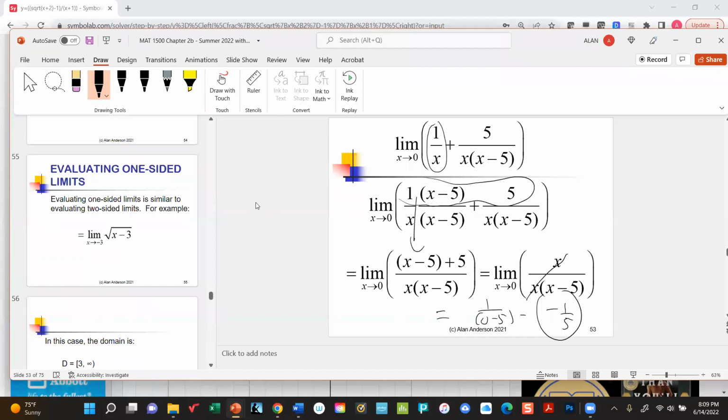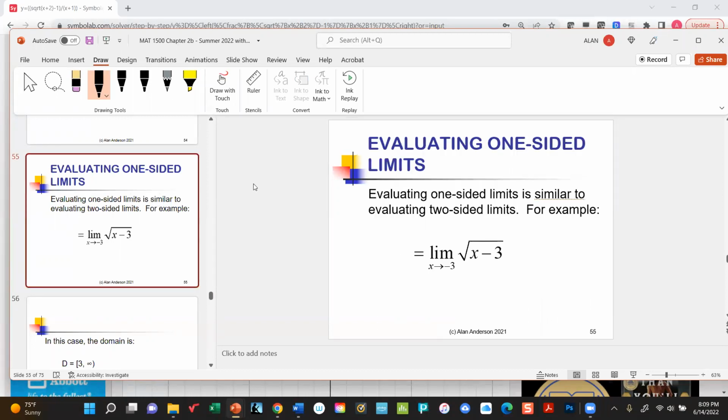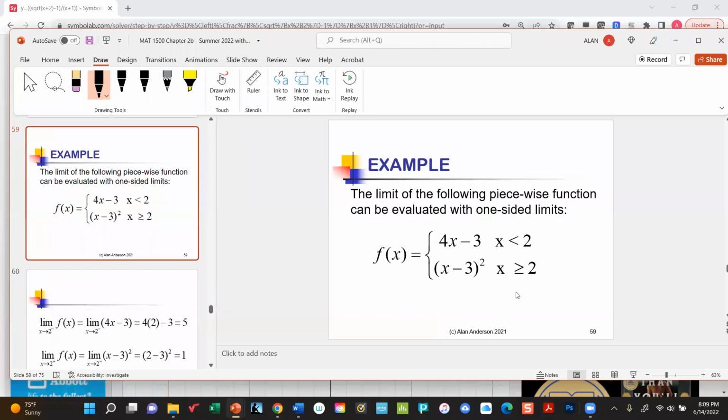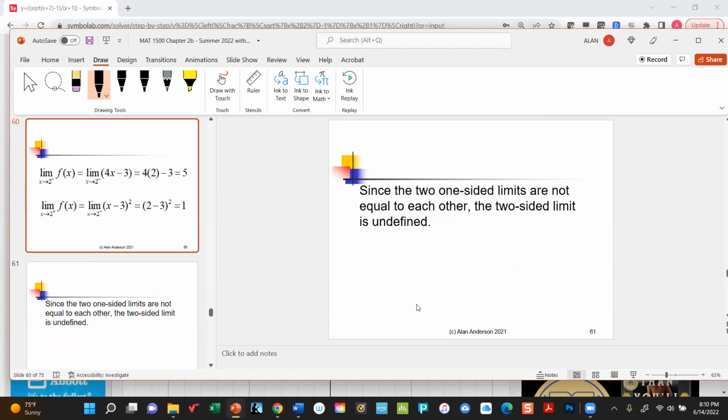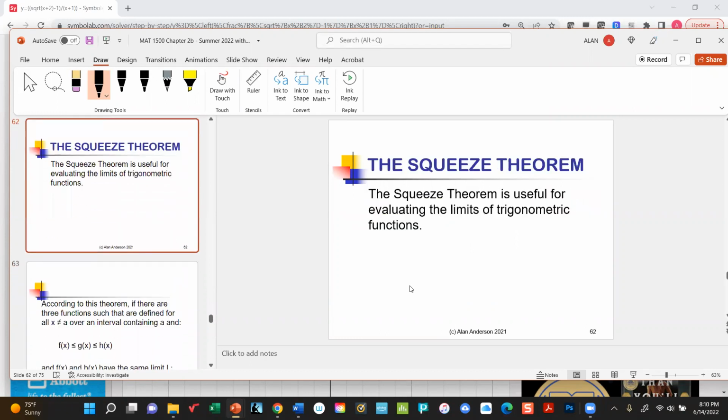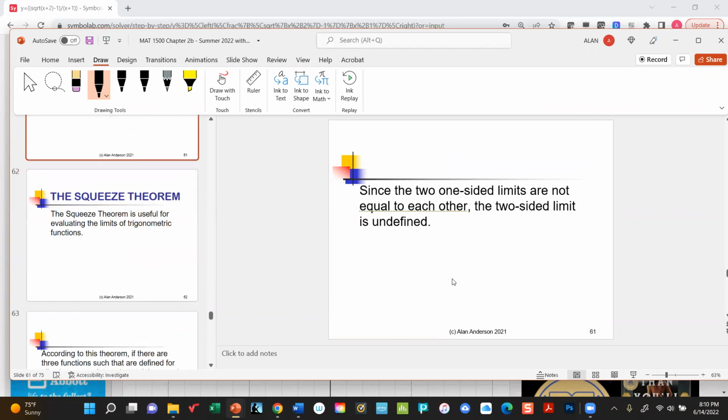And so anyway, I think it's time for our first break. What we're going to do when we get back is see how sometimes we may only want to evaluate the limit of a function from either the left or the right. Sometimes that's all we need. And then we're going to look at how to evaluate limits for piecewise functions. And then we'll get to see this squeeze theorem and see what that's all about.